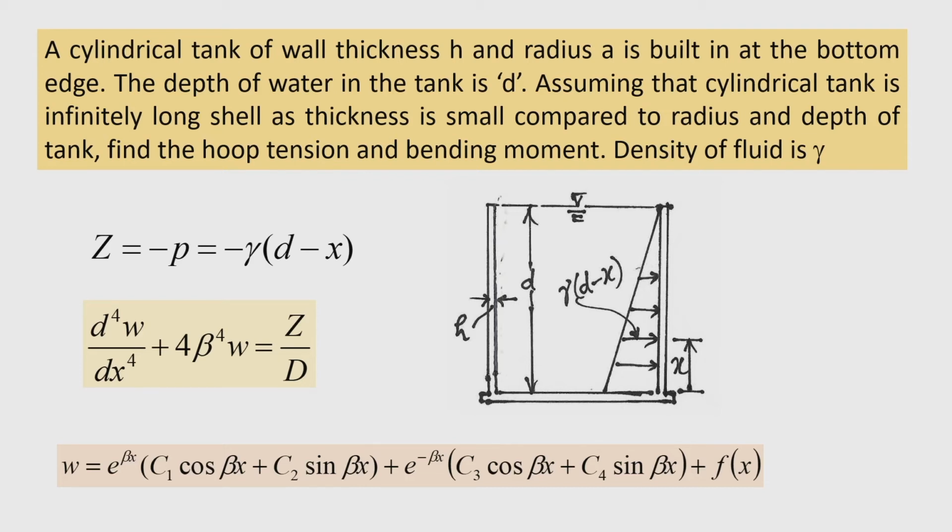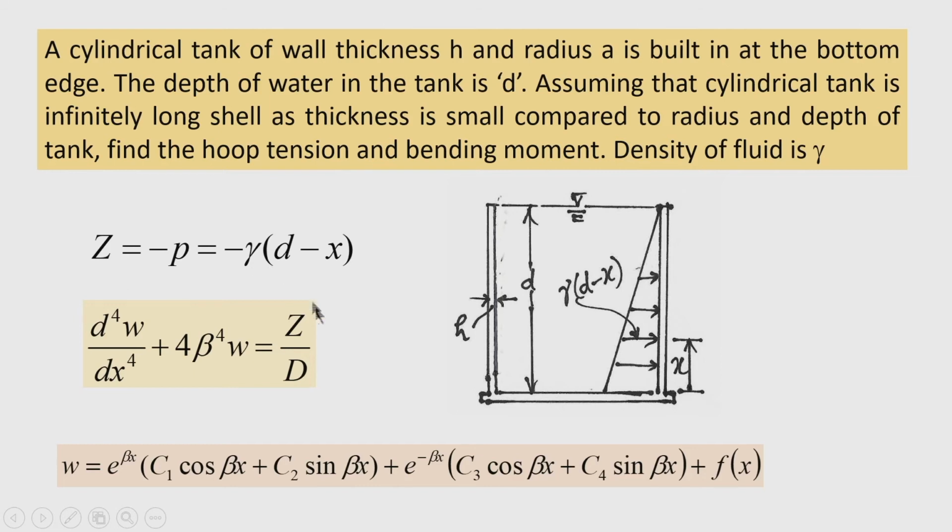So, the shell is fixed at the bottom edge. The depth of the water in the tank is d, water or any fluid whose density is taken as gamma. Now, assuming that cylindrical tank is infinitely long shell, we will use this condition that shell is infinitely long, but it is not necessary also. If the condition at the two ends are defined and the shell is treated as a tank of finite length, then also the equation or solution can be obtained. So, our intention is to find the hoop tension and bending moment in the shell.